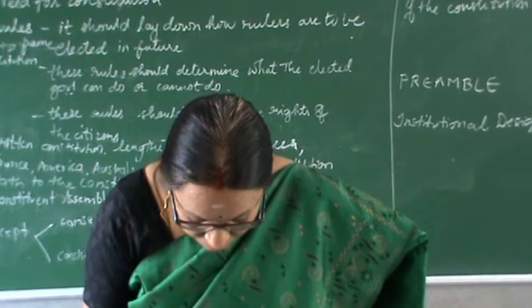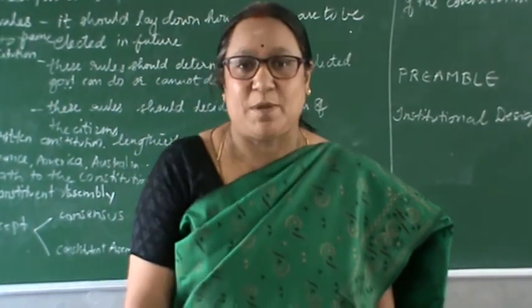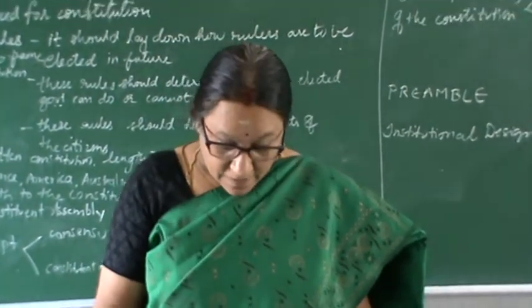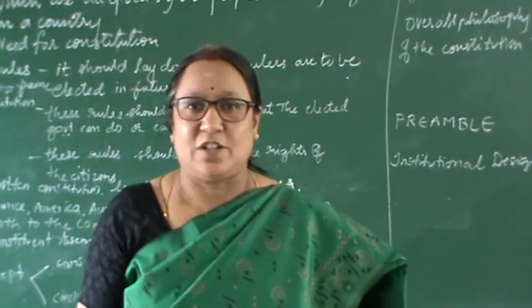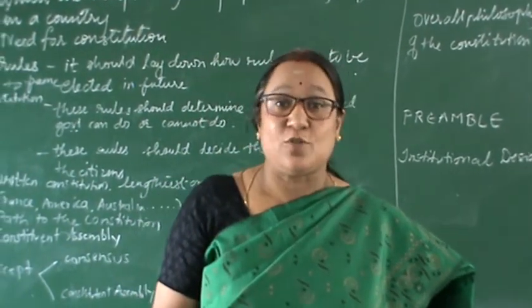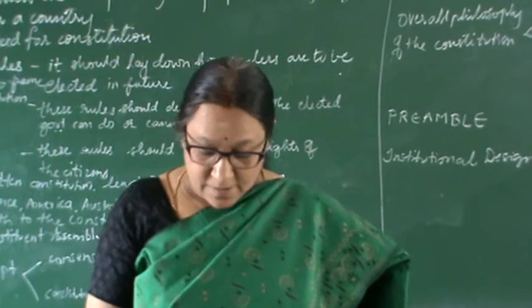Mahatma Gandhi was not a member of the Constituent Assembly. But he had a vision. What was his vision? Years ago, he wrote in a magazine. What was the magazine's name?